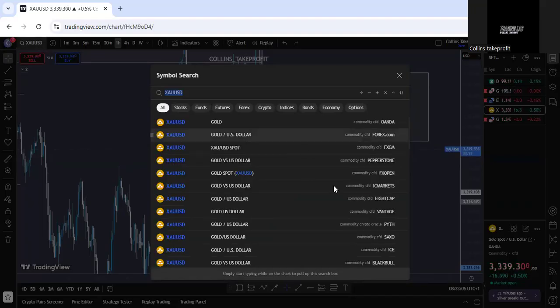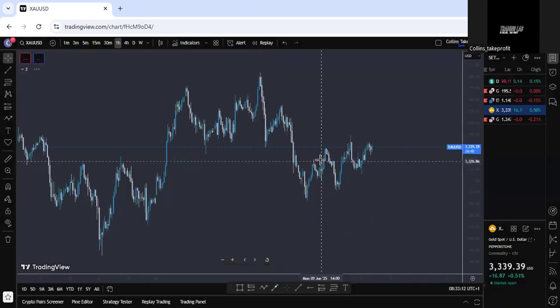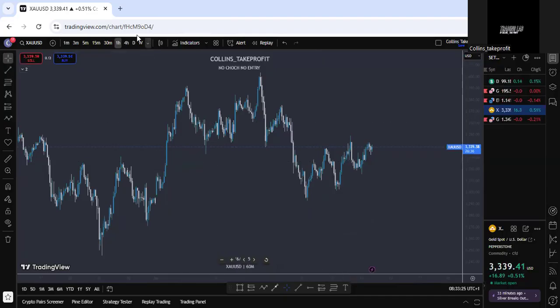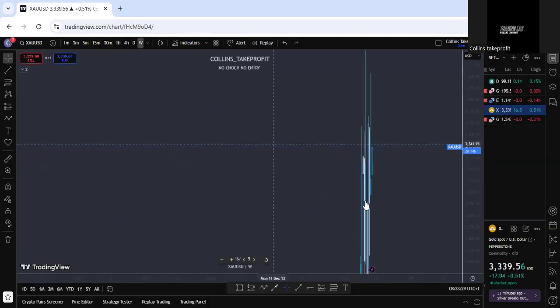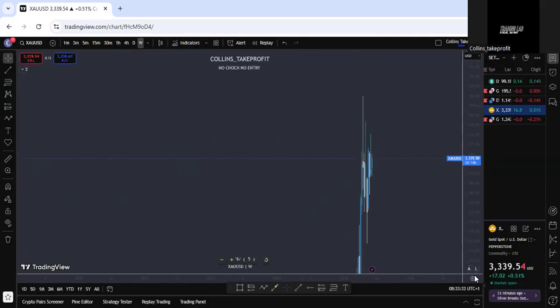Alright, so this is XAUSD on the 1 hour time frame. Now, whenever you're making your top-down market analysis, you want to go to the higher time frame, like the weekly or the monthly. However, I would just go to the weekly, because the monthly would give us the same thing we're going to be looking at in the weekly.